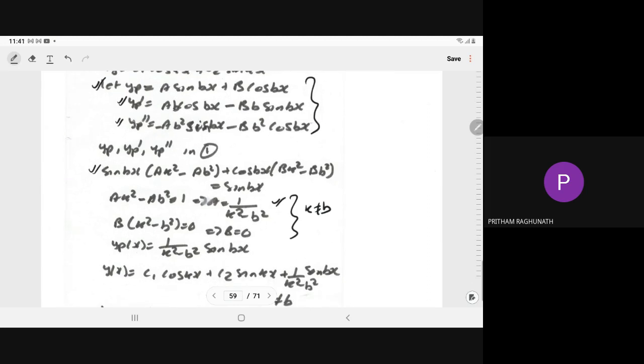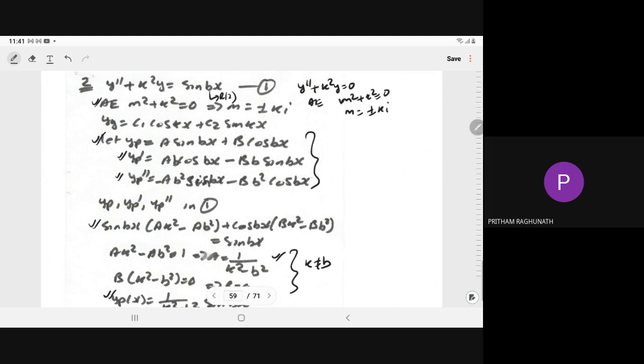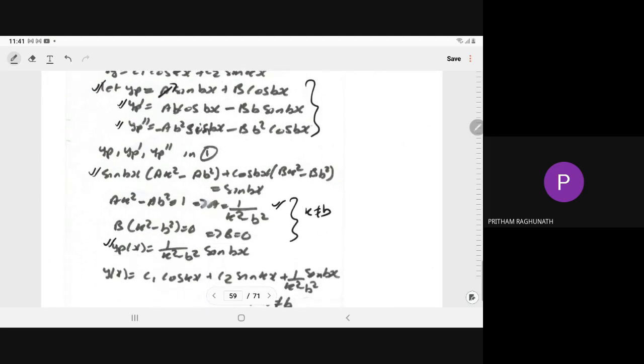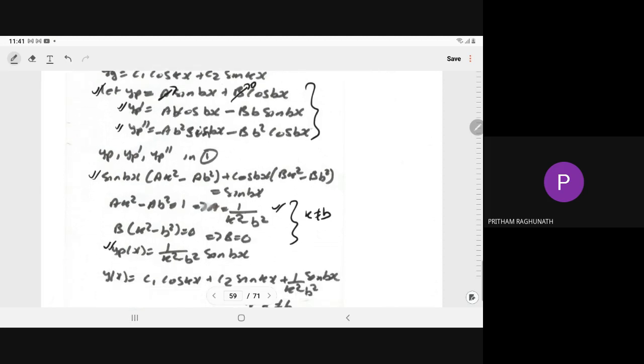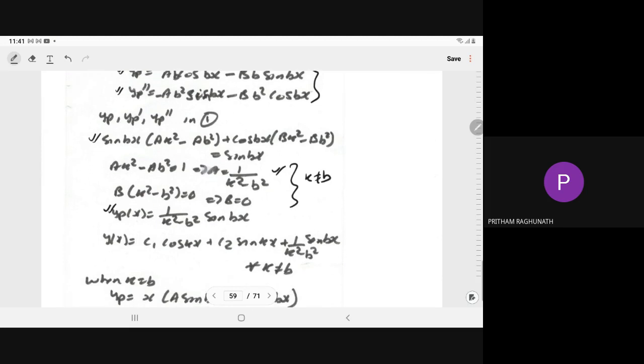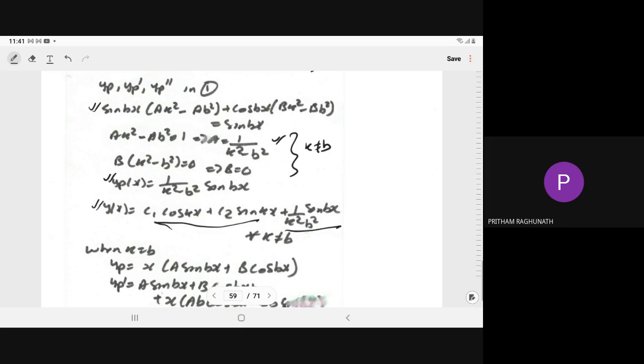So for yp, just put the value of a in yp. B is equal to 0, here we have b is equal to 0. So yp is equal to 1 upon k square minus b square into sin bx. So the solution will become yg plus yp when k is not equal to b. By chance, if k is equal to b, it is not given in the question.